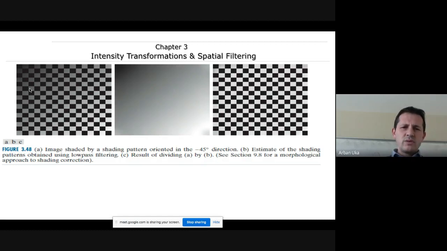So if we take the Gaussian convolution of this image, which is full of white and black boxes, but which has a non-uniform illumination, we get the image in the middle. And then we divide, this is really division. If we divide the image on the very left with the image in the middle, we get the image on the right side. So we see that we can have a background correction.